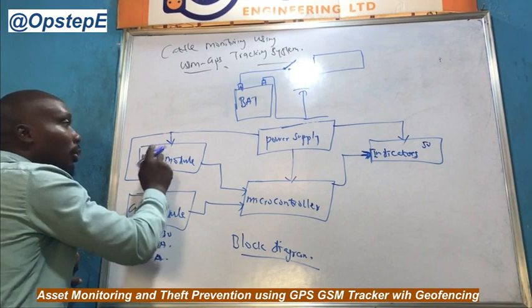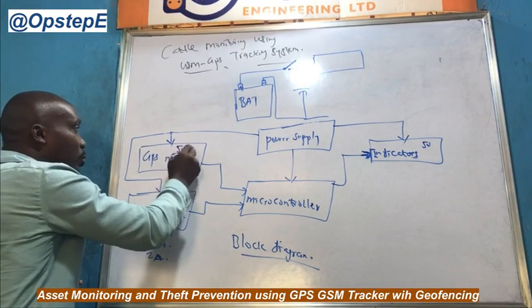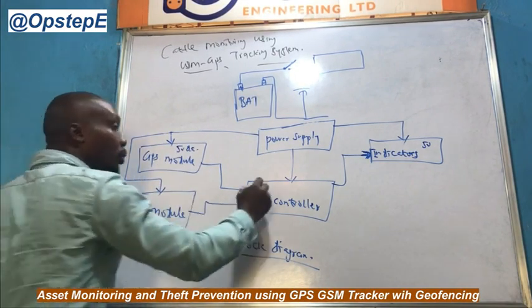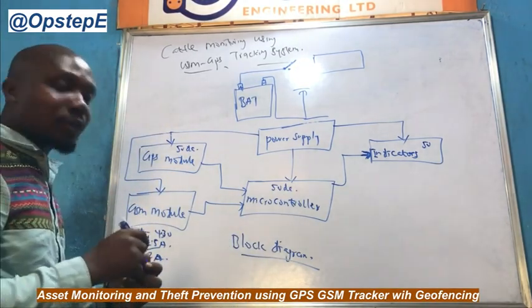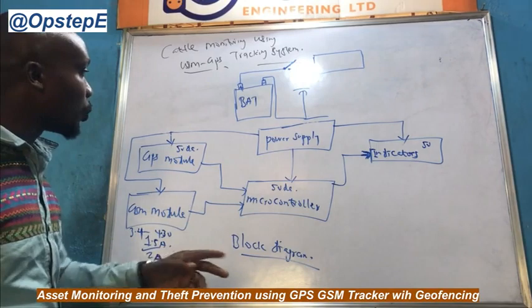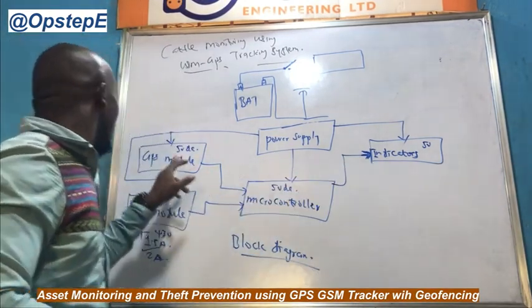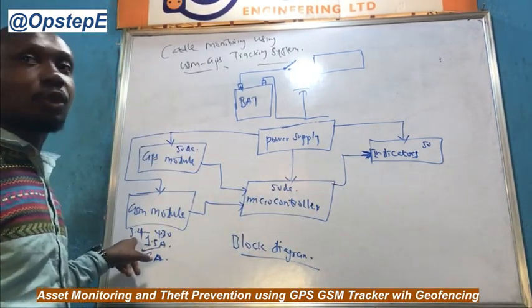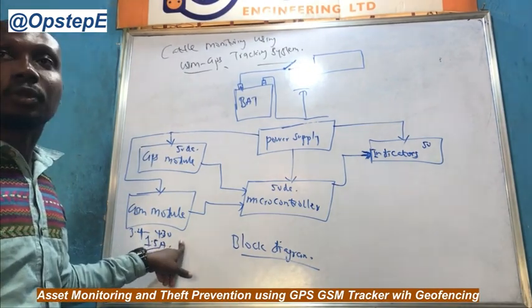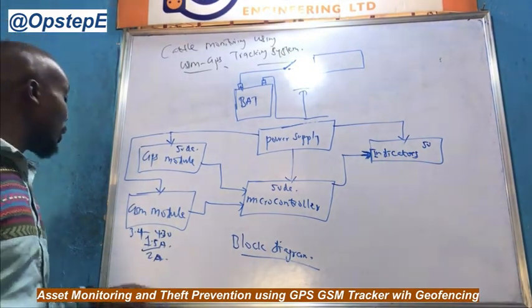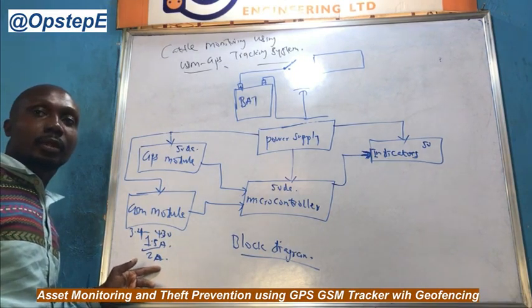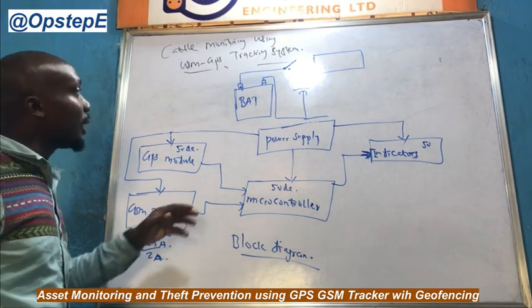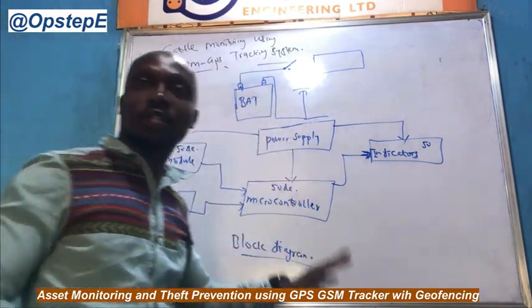Some manufacturers will tell you it's 2 amps. The GPS module will work with 5 volts DC too. Your microcontroller will also work with 5 volts DC. So if you look at it, your power supply should be such that it can produce 5 volts, 5 volts, 5 volts, and between 3.4 to 4.3 volts. And it should be able to actually supply at least 2 amps. Are you getting me?